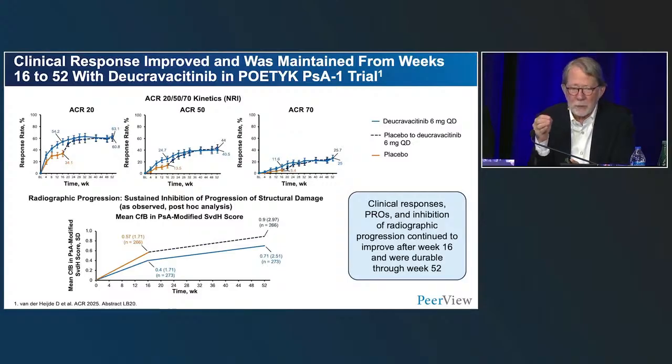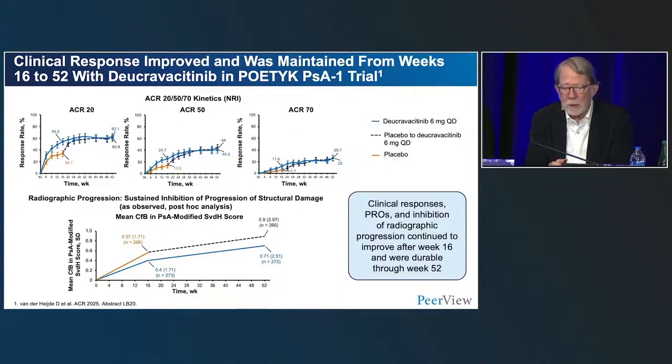So now we get to 52-week data, and here we see the same kind of phenomenon that we saw in PSA-2. Let's look at the primary endpoint, ACR 20, 54% at week 16. And then as the patients continued on that therapy, by NRI analysis, over 60% of patients achieved an ACR 20 response. And then you see corresponding ACR 50 and 70 responses. Let's take a look at the radiographic outcomes.